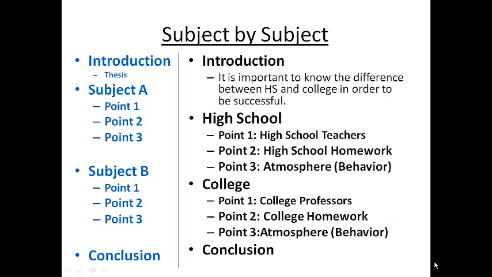Then you would move on to subject A, which is high school. There would be 3 specific points you would talk about: high school teachers, high school homework, and high school atmosphere. Then you would move on to subject B. The focus would be on college. Using the same 3 points of comparison, you'd write a paragraph that included information about college professors, college homework, and college atmosphere. Then you'd conclude your essay with your critical thinking, where you draw your analysis.